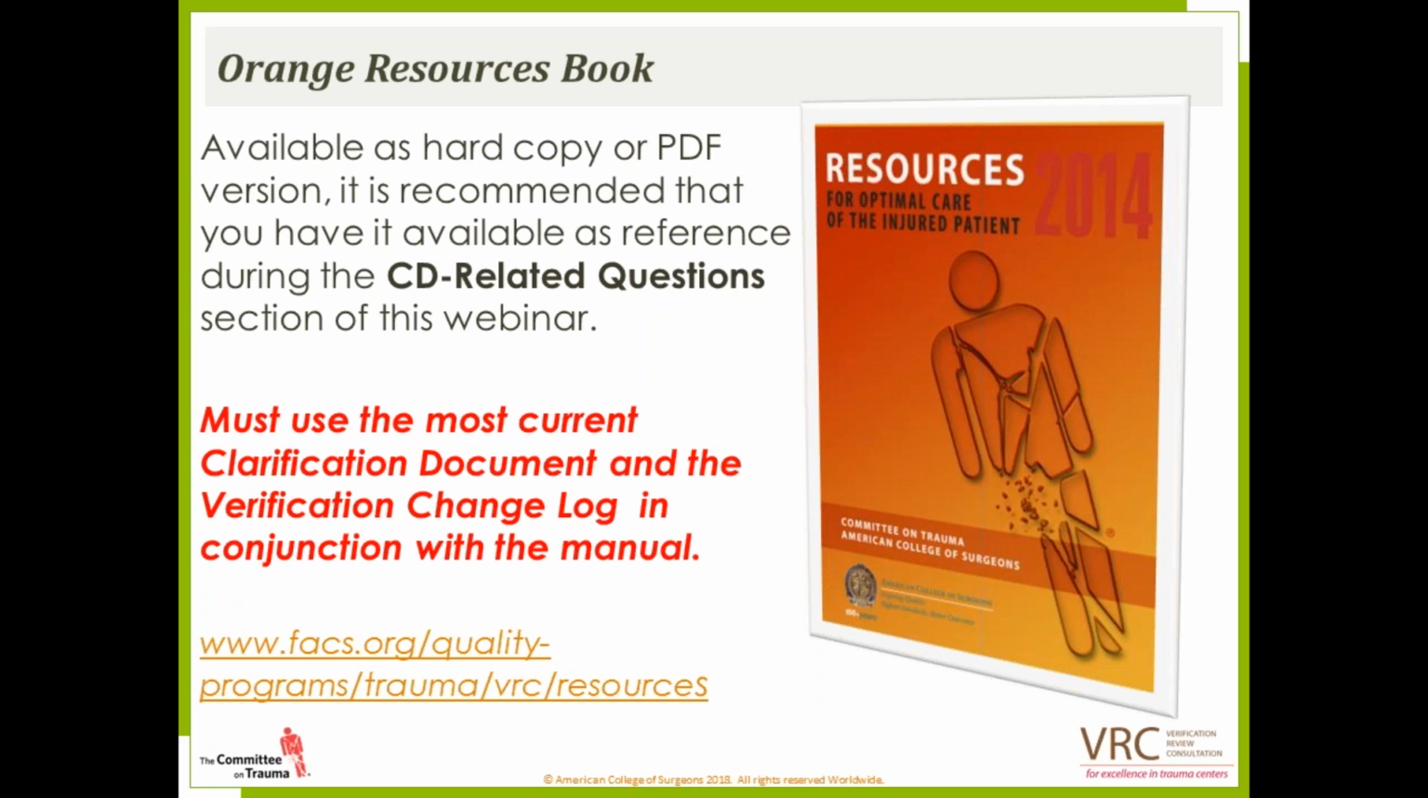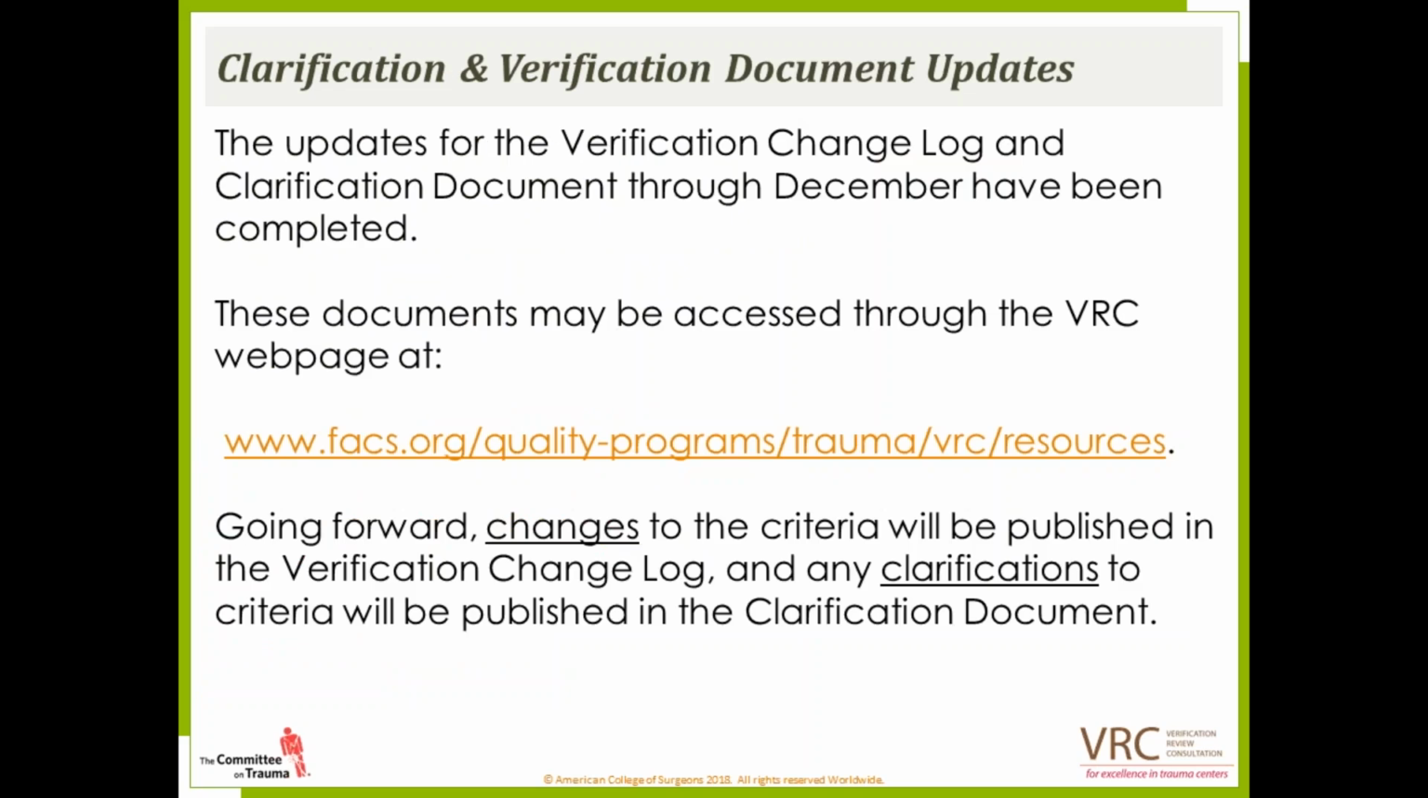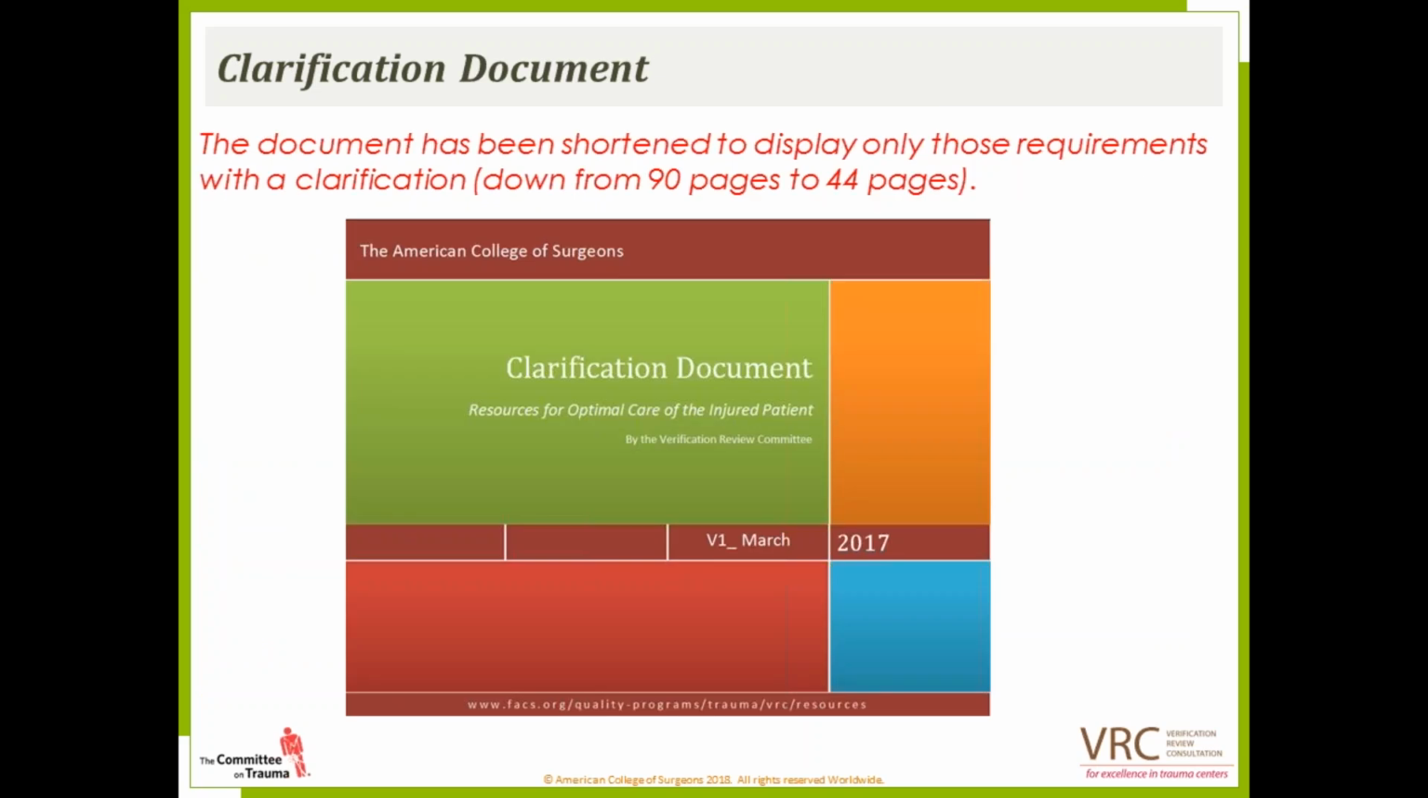Since the book, there's only one version. I know this comes up quite often. Only one version was printed. So any changes to a standard will be noted in the verification change log, and they can be downloaded from the resources webpage here down below. As I mentioned, the clarification verification document is updated on a monthly basis and can be found on the resources webpage. Just a snapshot of the clarification document.